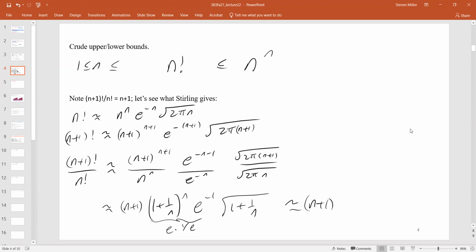So again, this is not a proof of Stirling's formula, but it's at least consistent that it does look like it's growing at the right speed.